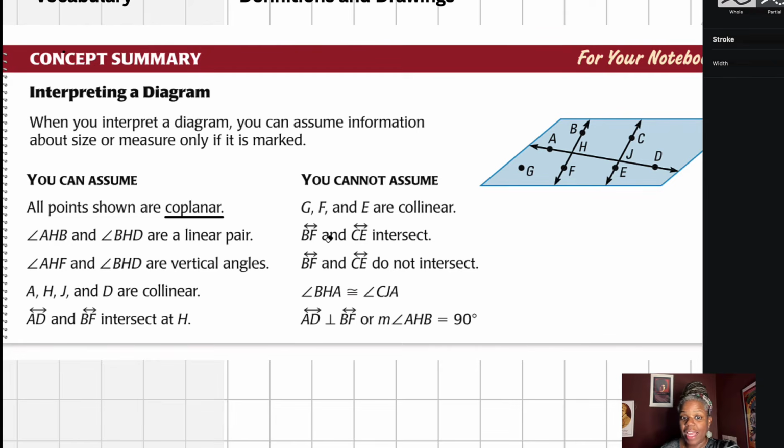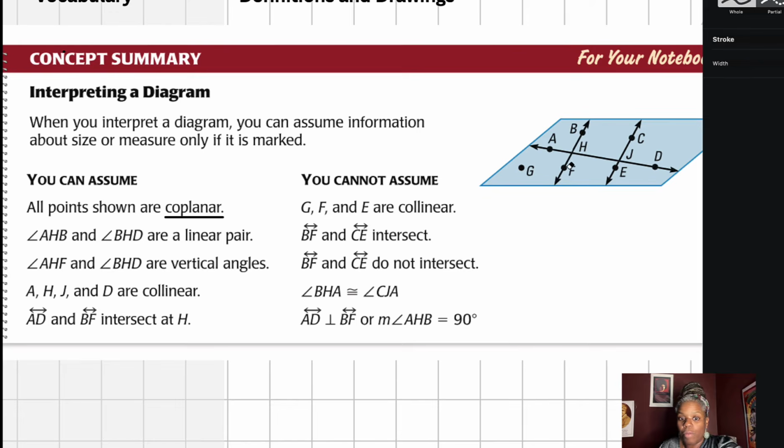Lines BF and CE intersect. Let's look. Lines BF and CE. I don't see where they intersect. Maybe later on they would intersect if I extended them, but I don't see that, so I can't assume it. I also cannot assume that they do not intersect. Like I said, I only see that they're going in a direction, but I can't assume that they don't. Here we have also the angle BHA, that's this one here, and CJA, that's this one here. I cannot assume that they are congruent.